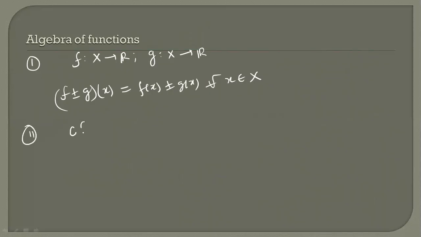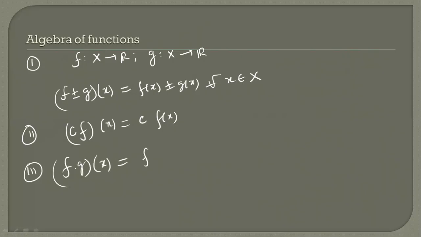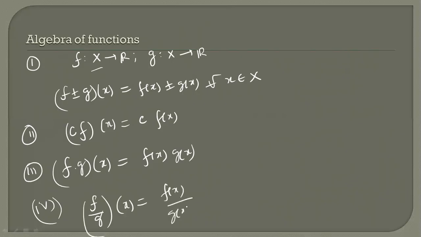And what about the constant multiple? (c f)(x) will be equal to c times f(x). And if you multiply two functions, (f g)(x) will be equal to f(x) into g(x), when the domain and range of these two functions are the same. And if you divide, (f/g)(x) will be f(x) upon g(x), provided g(x) is not 0, for every x belonging to capital X.